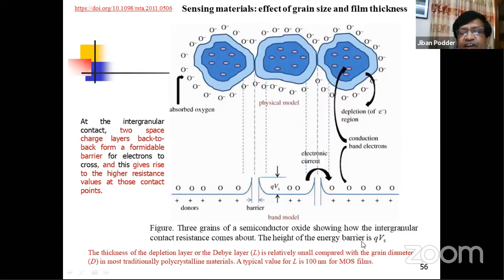The height of the energy barrier is reduced here again, and then ultimately electrons will go from the valence band to the conduction band. Electric current flows, and the cause of the resistance is mainly the charged particles.